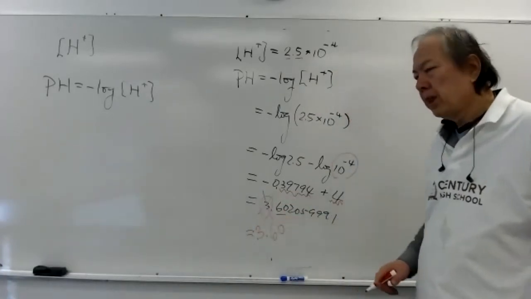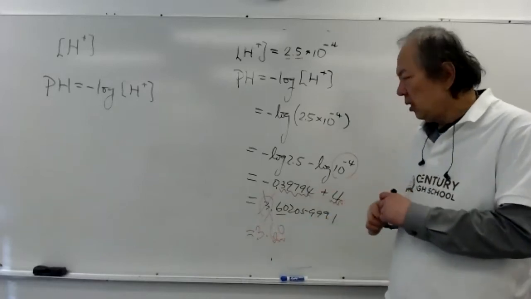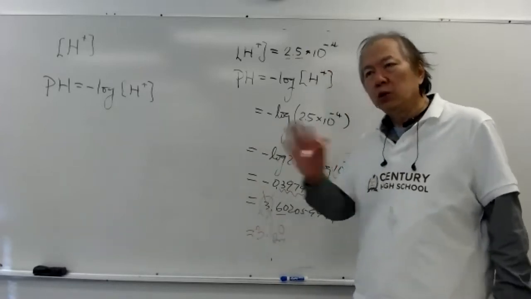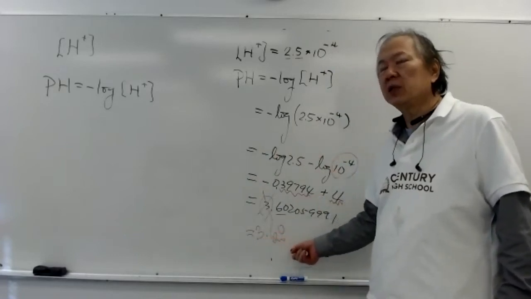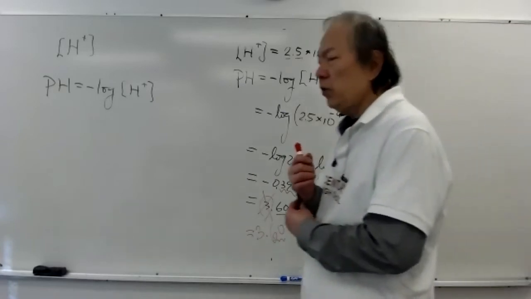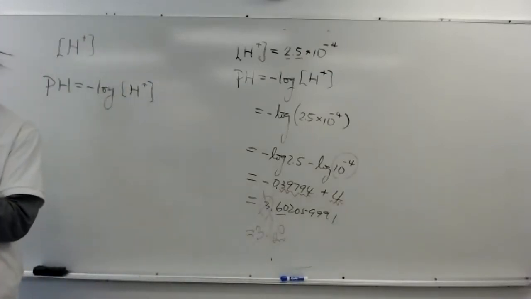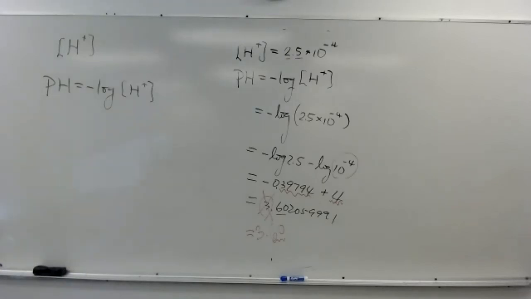3.60, two sig figs. For pH values, the whole number does not count for sig figs, only the digits after the decimal. So make sure you understand this first thing, because if you use the wrong sig figs, you will lose marks. So make sure you understand these parts, okay?